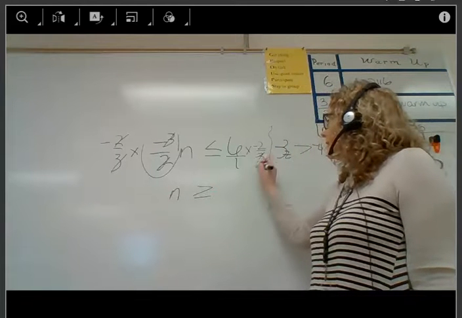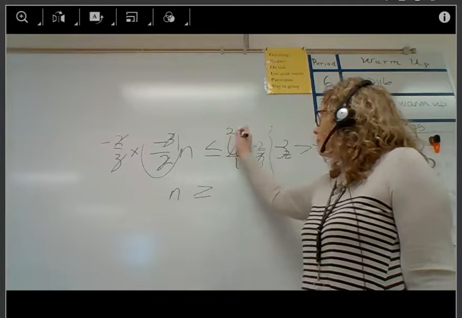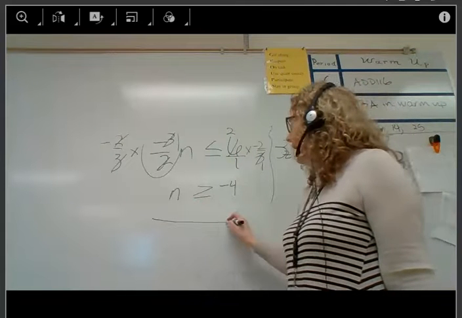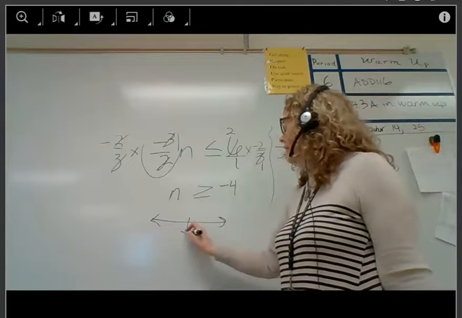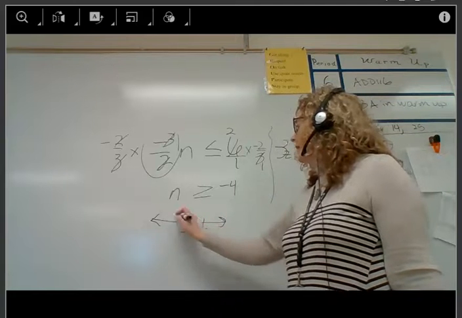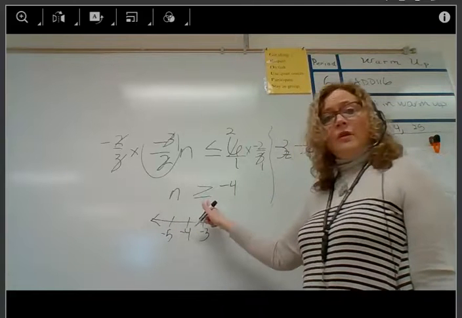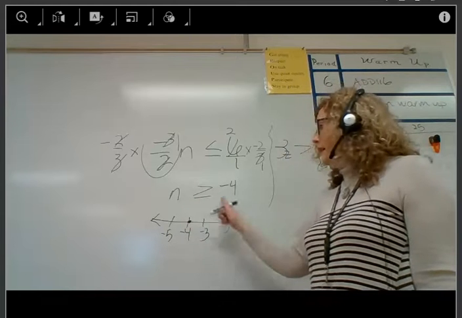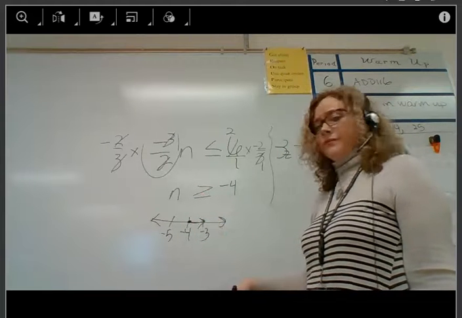And then this is 1 and this is 2. So 2 times negative 2 is negative 4. And we would graph that this way with our negative 4, a negative 3, a negative 5. With the equal sign, we're going to full circle that, and it's going to be greater this way.